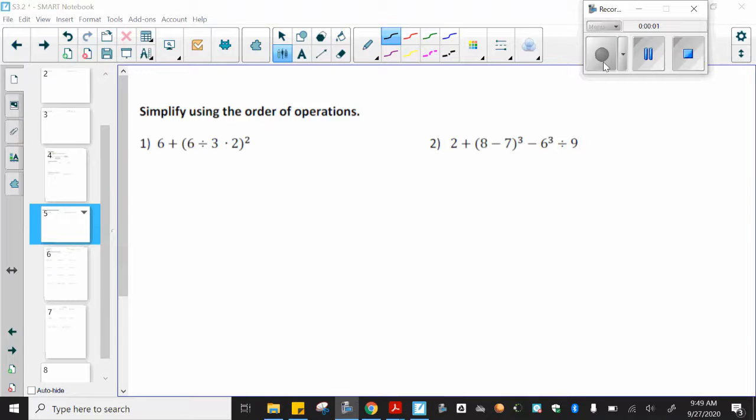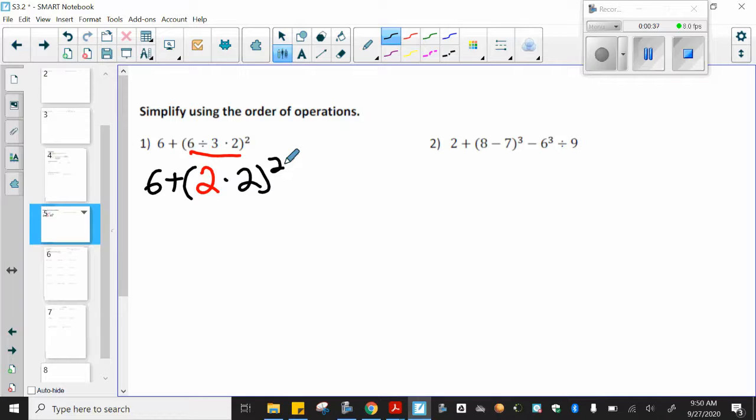All right. So simplify using the order of operations. We're going to ask ourselves the same questions. Do we have any parentheses? Yes, we do. Look, parentheses. Inside the parentheses, do we have any exponents? Not inside. Do we have any more parentheses? No. Do we have multiplication, division? Yes, we have both. So we're going to write those out. 6 divided by 3 makes 2. Bring down everything else. 6 plus times 2 squared.